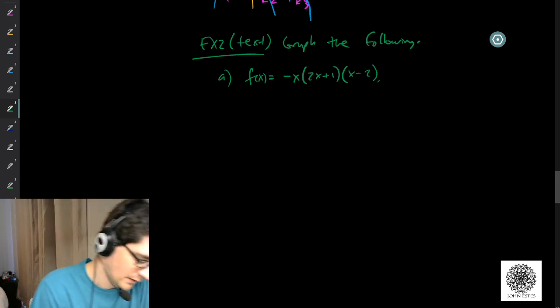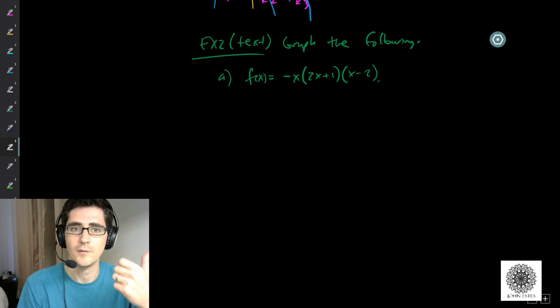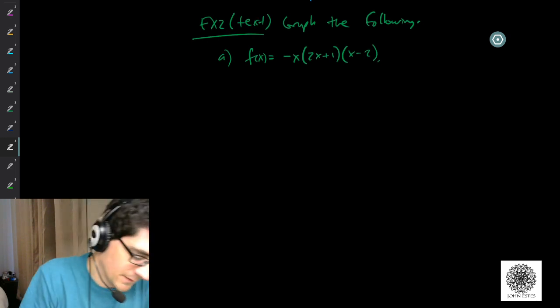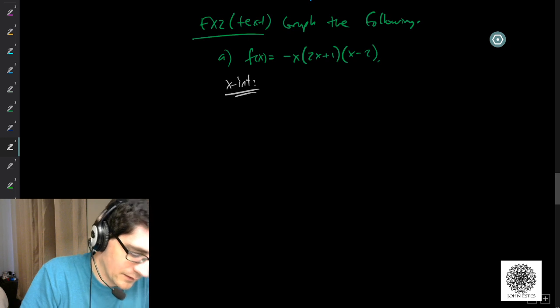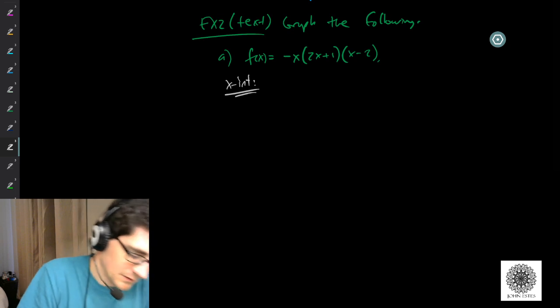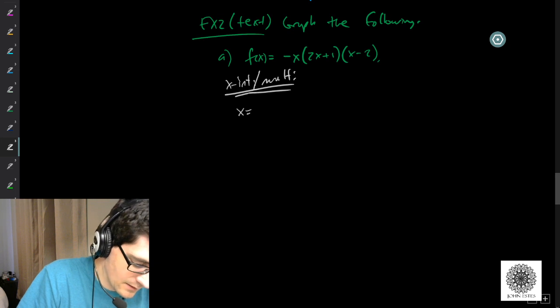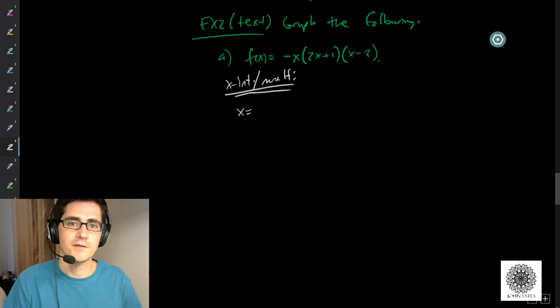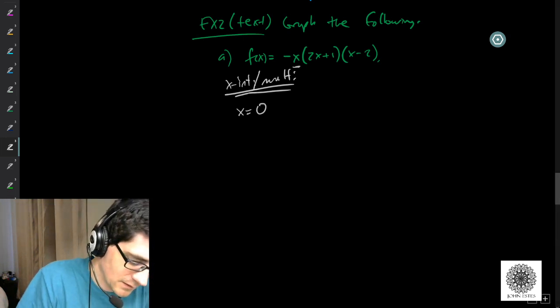Okay, so we need to do a couple things. First of all, we need to find the behavior, and then we need to find the intercepts. And actually, for this one, my x-intercepts are easier to find than my behavior because it's already factored for me. Okay, and we're actually going to find the x-intercepts with the multiplicities. Since it's already factored, I can just set this thing equal to 0 and solve for each factor. So I see I have an x-intercept at 0.